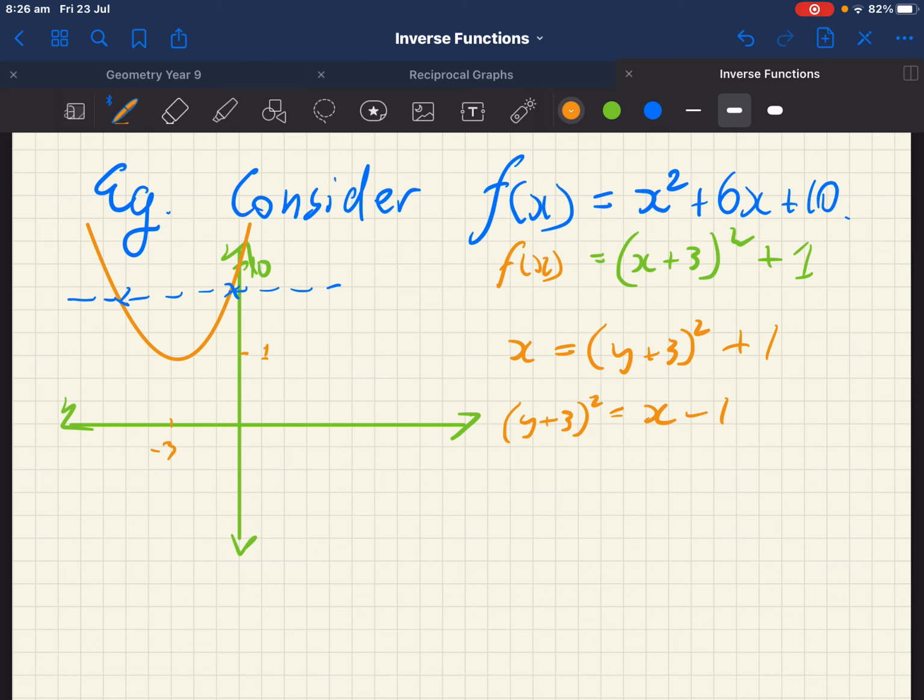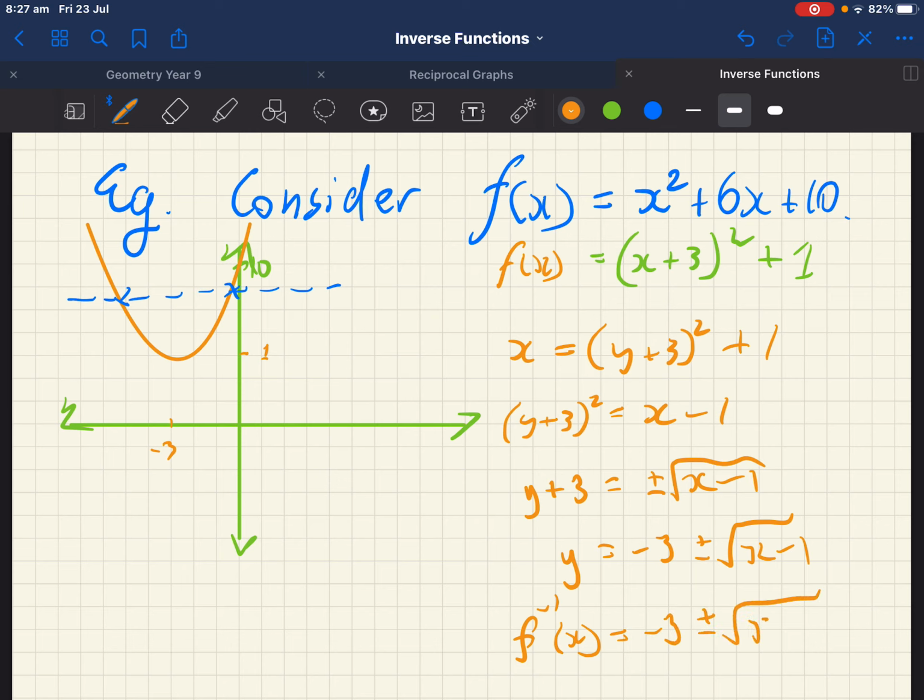The next step is going to be to square root, giving you a plus or minus the square root of x take away 1. This obviously is the issue here, right? There's 2 separate inverse functions. We go ahead, we find what y is, it's -3 plus or minus the square root of x take away 1. So in other words, our inverse function isn't a function, there's actually 2 separate ones.